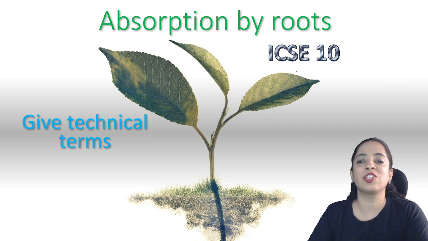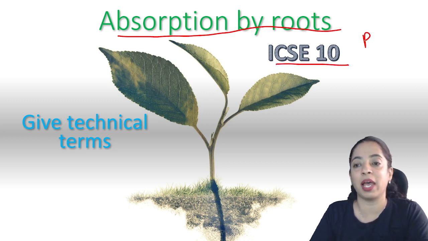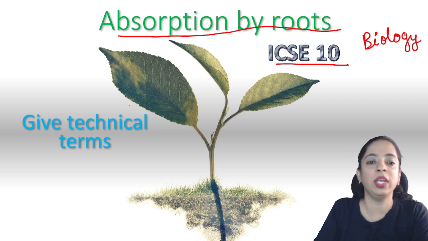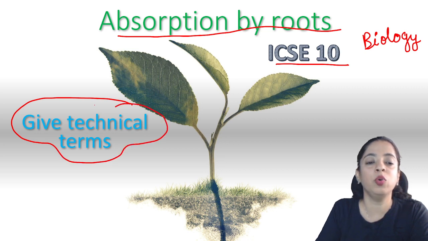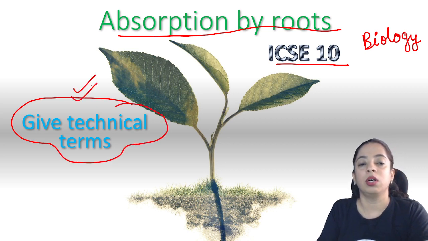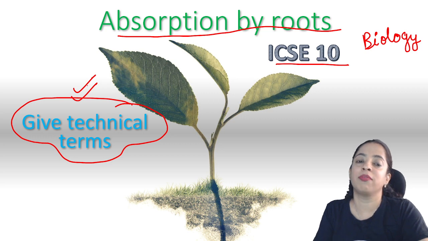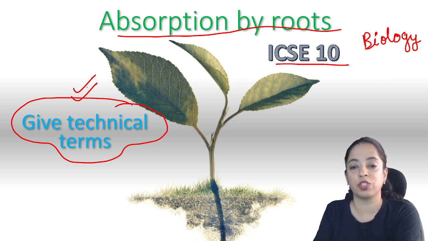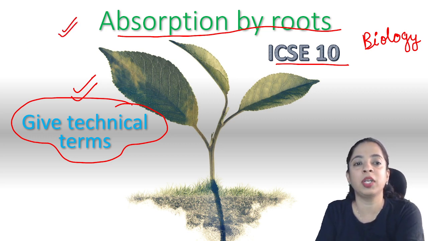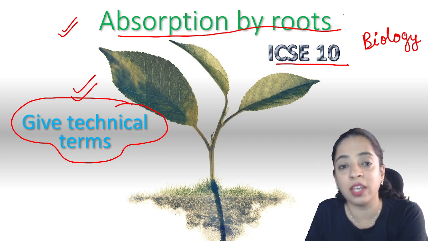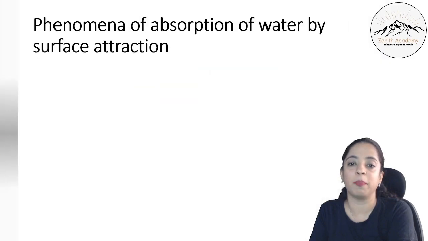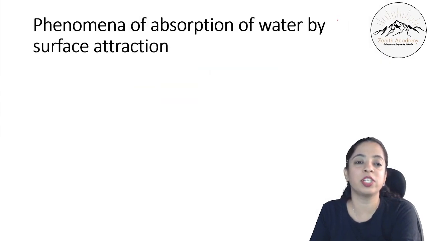Hello my dear students, so today we are doing absorption by roots for ICSE class 10 biology, and in this video series we will be doing the objective questions like give technical terms. So we'll do give technical terms objective questions from the chapter absorption by roots. I've already explained this chapter in detail. You can go ahead and watch the video and learn the chapter very well and then come here. So let's go ahead with our first question.